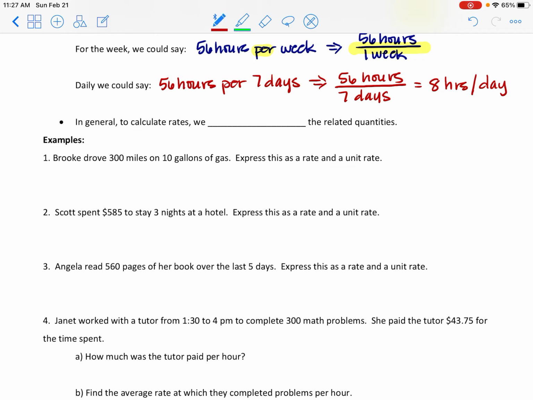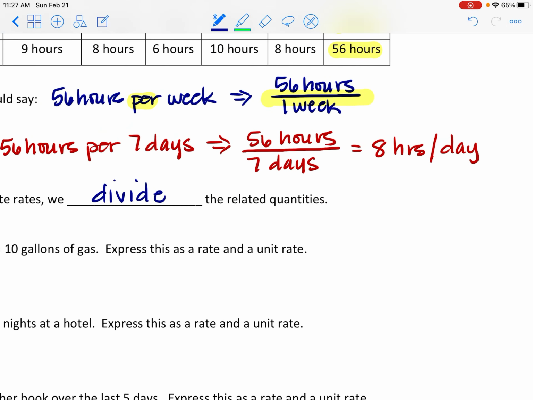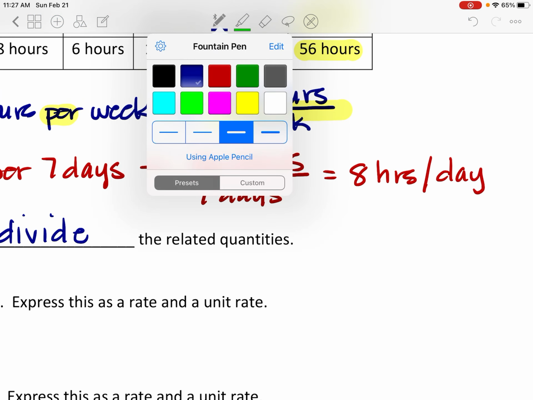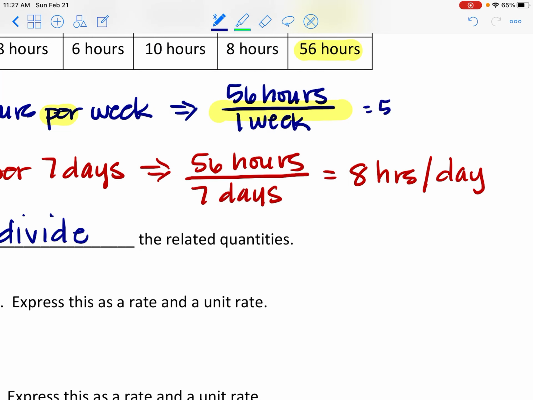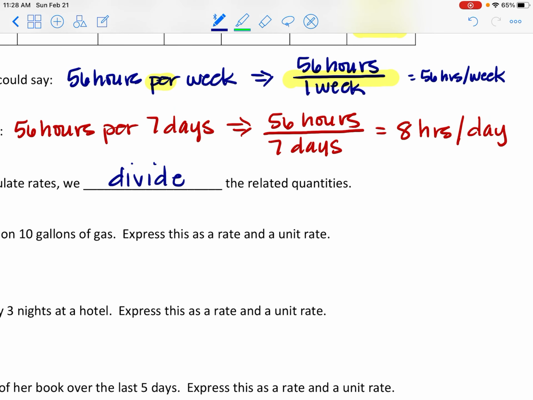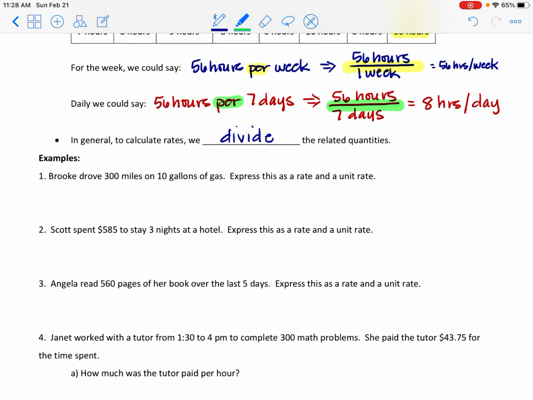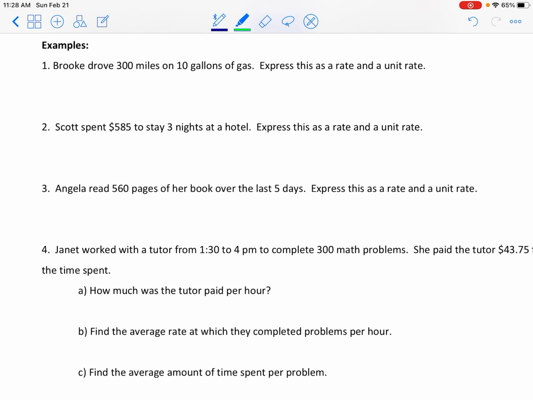So in general, to calculate rates, we divide our related quantities. So 56 hours in 1 week we could say is 56 hours per week. And then if we divided that out daily, again, we're going to replace that word per with our divide symbol to calculate our rate. So let's look at a few more examples here.